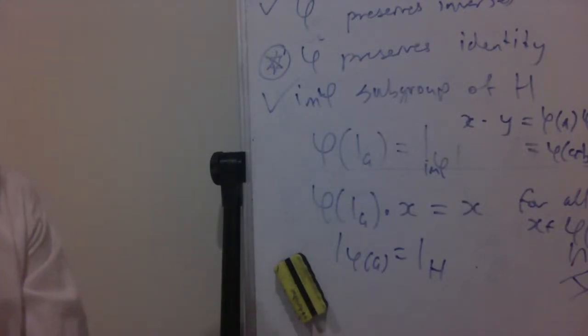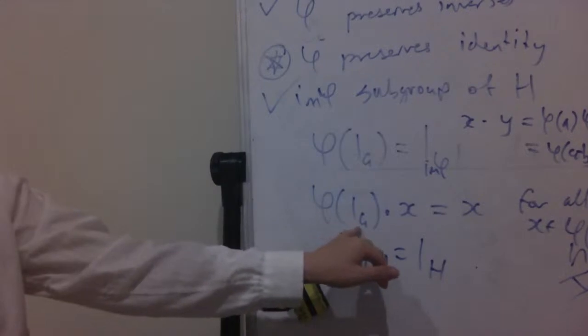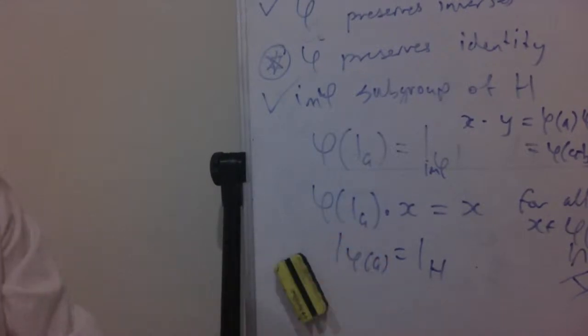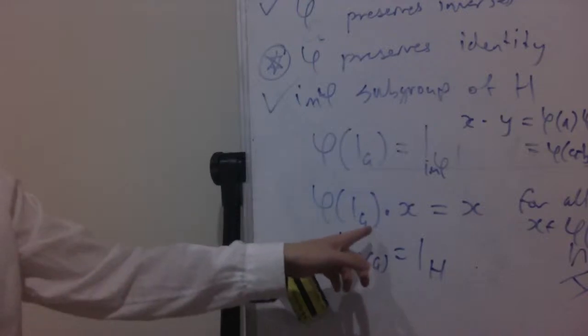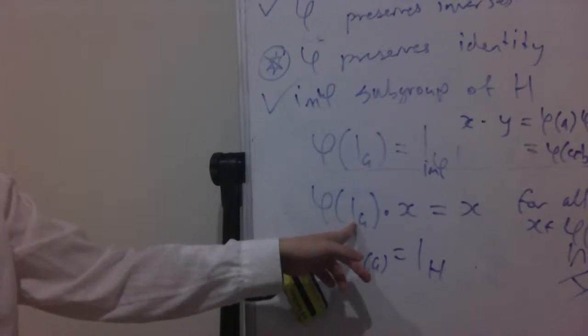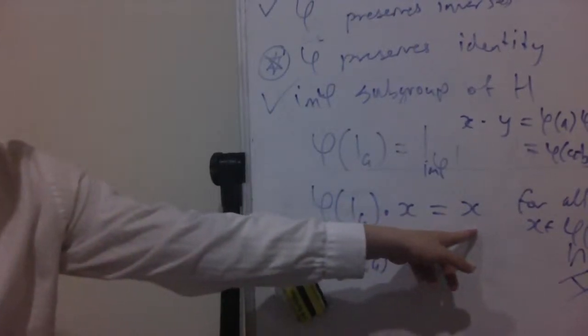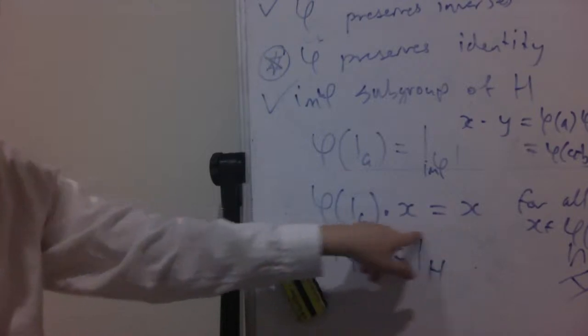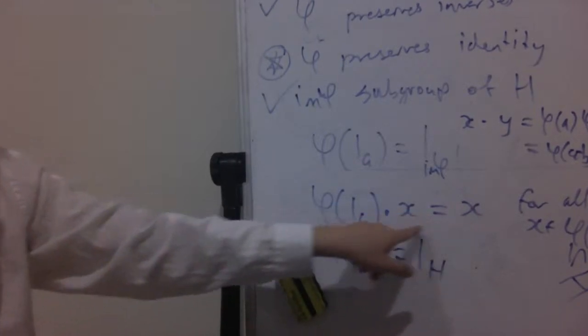If the identity of G is like that, then we know the identity is in the image. We know that this is in the image, yeah? How do we know that this is true? You understand that's true, yeah? So okay, what about the next one?